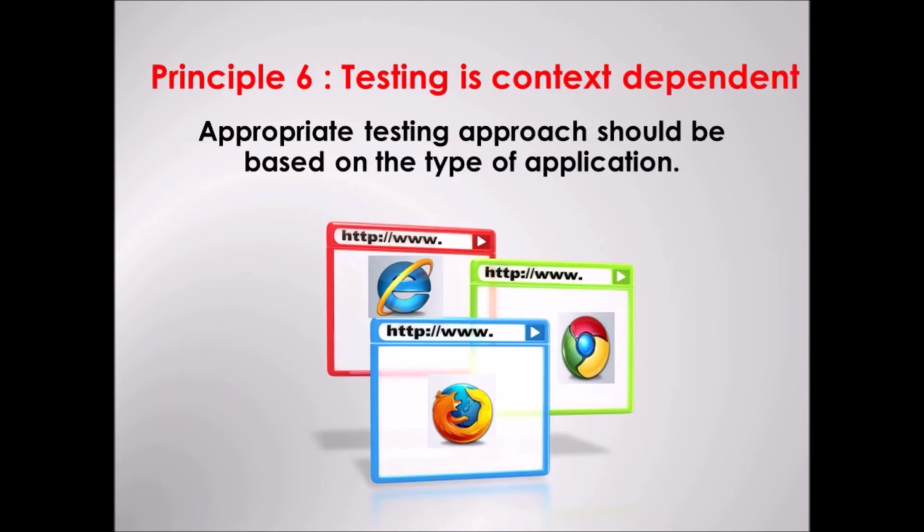Principle 6. Testing is context dependent. The appropriate testing approach should be based on the type of application. There are many types of applications: desktop applications, web-based applications, standalone applications. So, depending upon the type of application, the testing approach should be selected. In test automation, if it's a standalone application, QTP is in general used. And if it is a web-based application, Selenium is used.